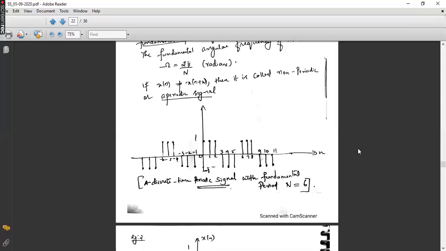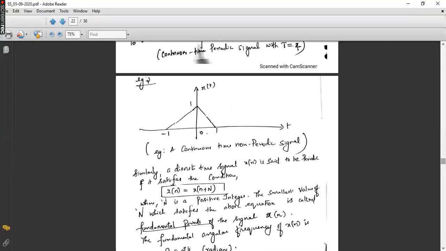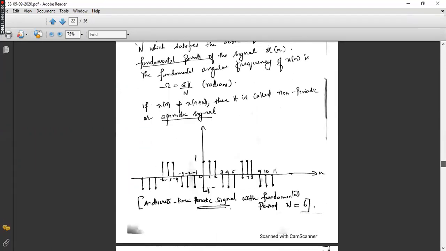x of 3, what should it be equal to? x of 3 is equal to x of 3 plus 6, that is 9. Check whether it is satisfying. At 3 you are having -1, and at 9 also you are having -1. In that way, you can check whether our conditions are satisfying.